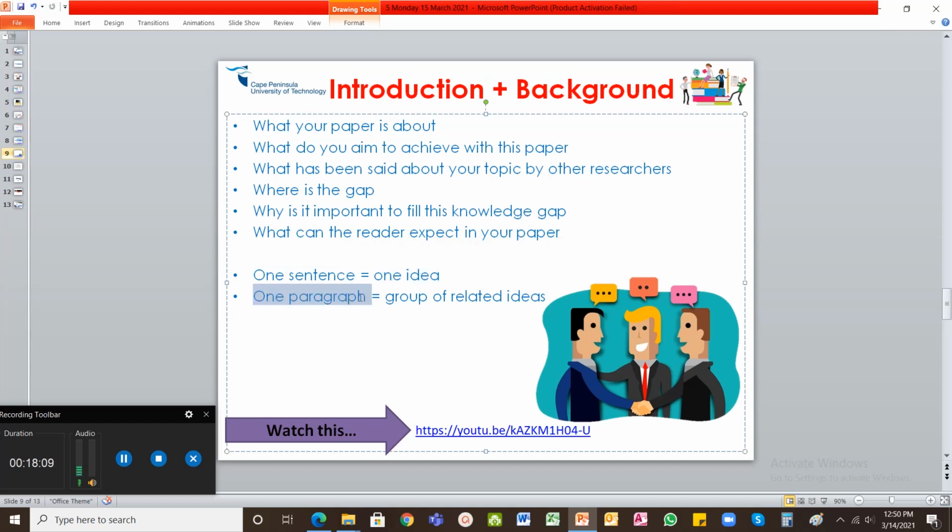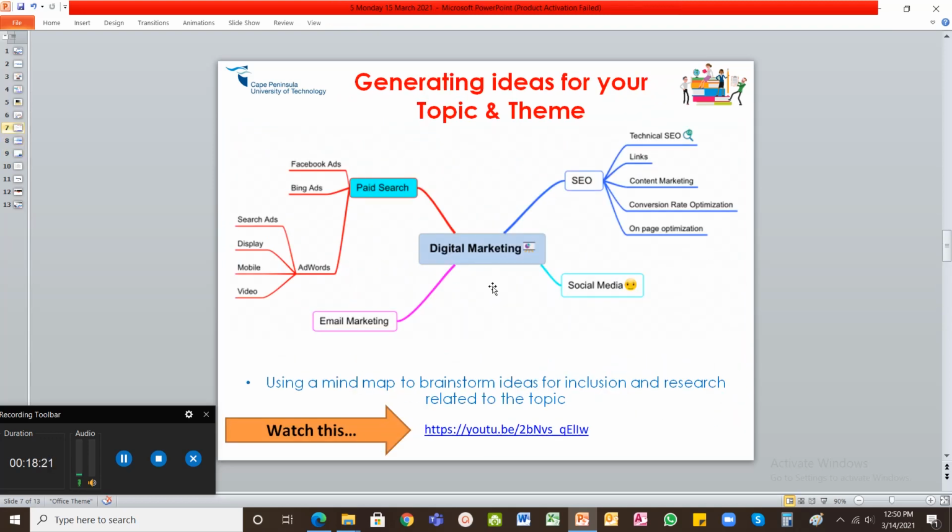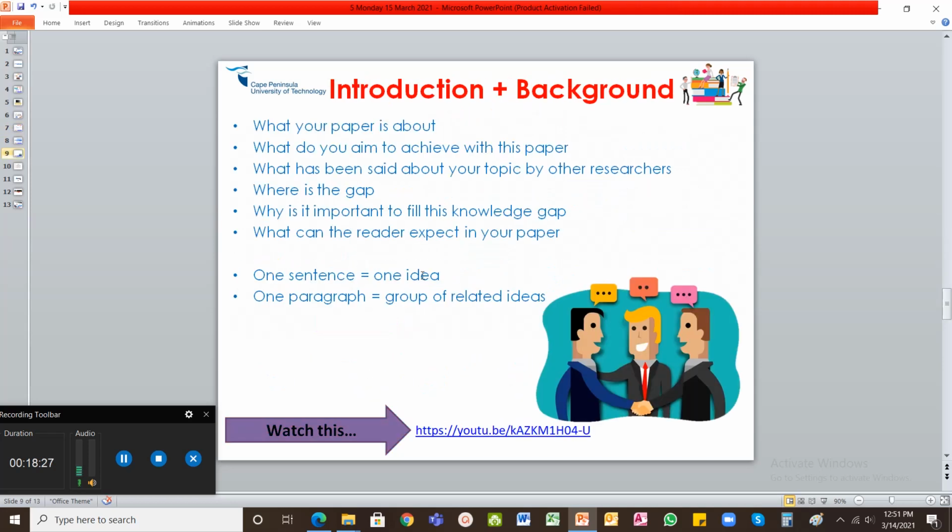And one paragraph will equal a group of related ideas. So gather your thoughts, put them in order. And how do you get them in order? By doing your mind map. So there's a very important reason that you do this and that you will be doing this. So one sentence, one idea, one paragraph is a group of related ideas. Now, to help you with structuring your introduction and background, you can click on this link and watch the school video that will help you through that.